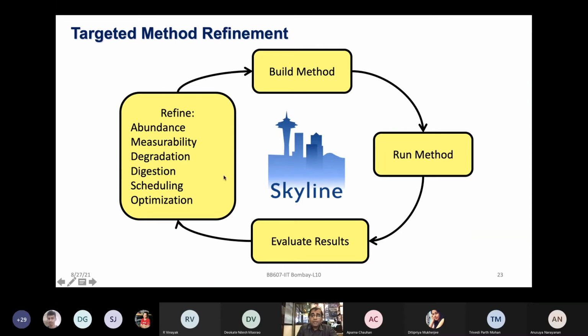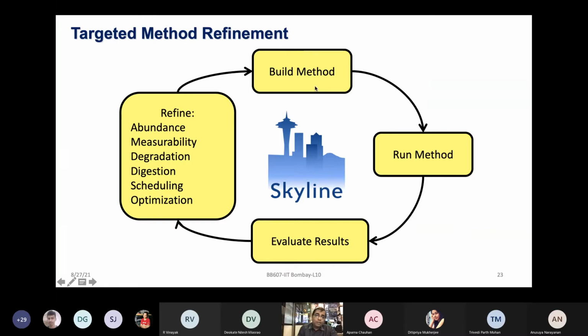So you are looking at different parameters. What is the abundance of the proteins of interest, peptides of interest? Whether this peptide is flying well in ionization, how well I can measure that. It should not degrade very much. What the digestion efficiency of this peptide is, how to schedule the retention time, how to optimize the parameters. All of these considerations make your method.